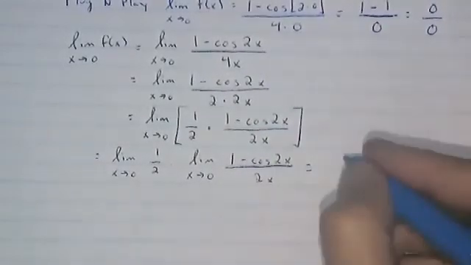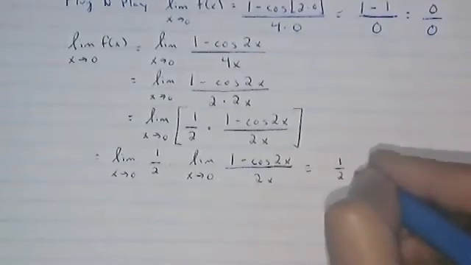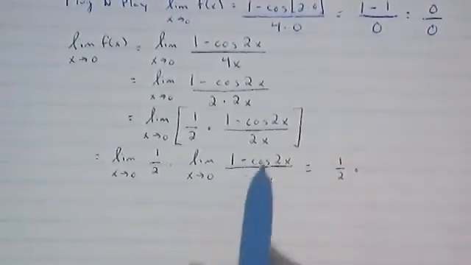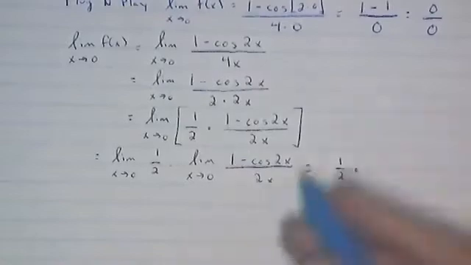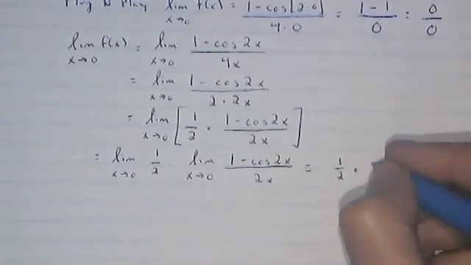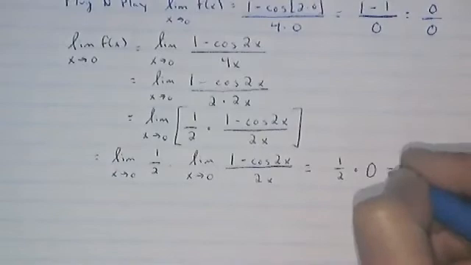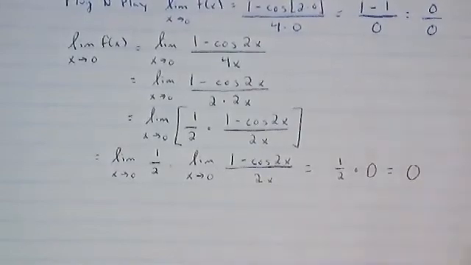The limit of the constant is still just 1/2, but the limit of this quotient, we're being told, is 0. So the entire limit is 0.